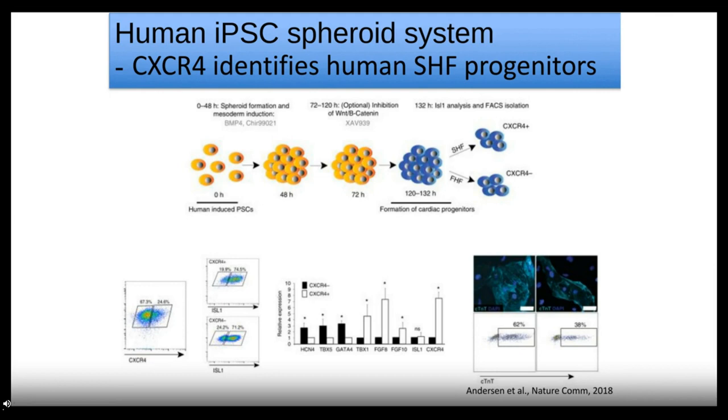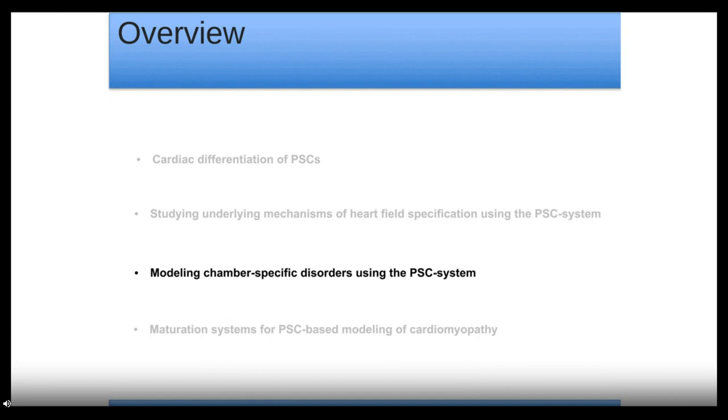And as you can see out to the right, again, the population that is CXCR4 negative is largely cardiomyogenic, whereas the population that we believe refers to the second heart field is a little less cardiogenic. So it makes sense to show that our system can also be used to isolate the first and second heart field in human iPS cultures.